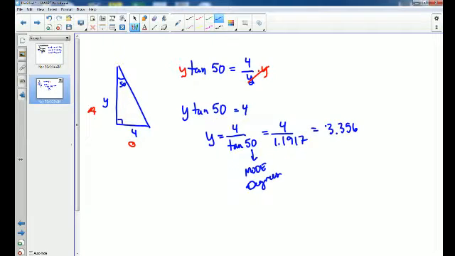You find that by subtracting 90 and so there you go. That's how solving for a side is.